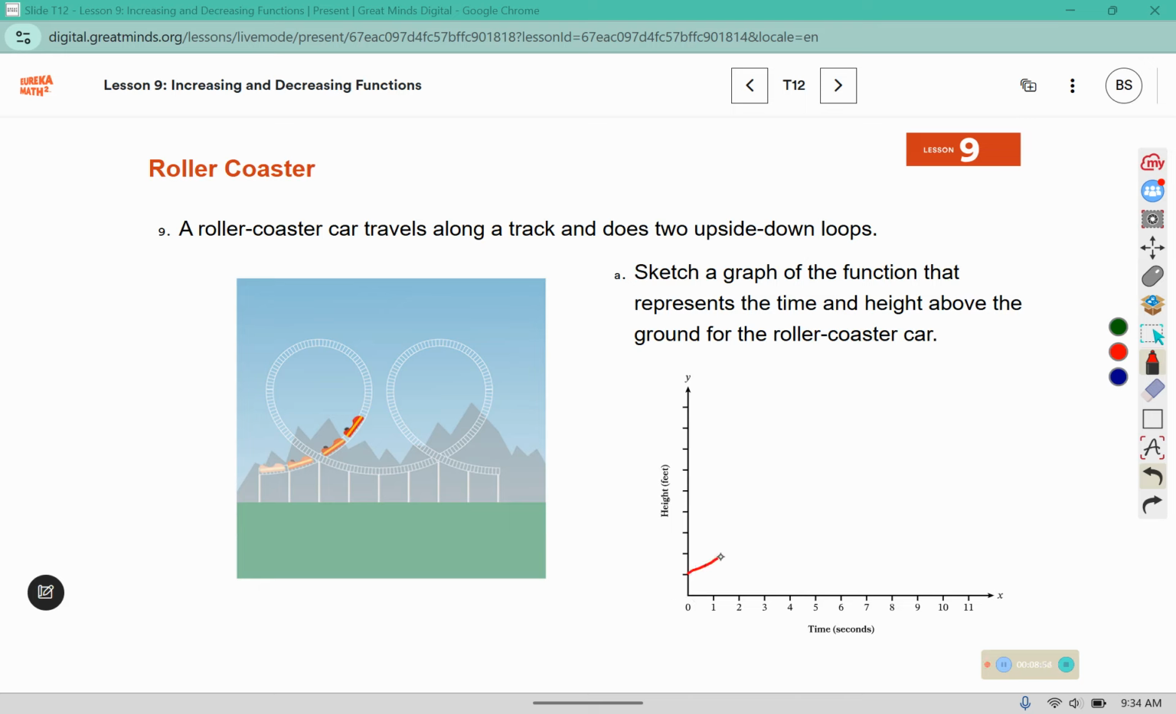And as we go through, it goes up, and then it comes back down, and then it goes up again, and then it comes back down. Again, the reason that we don't draw the loops is because we're not going backwards in the seconds. We're still moving forward in time.